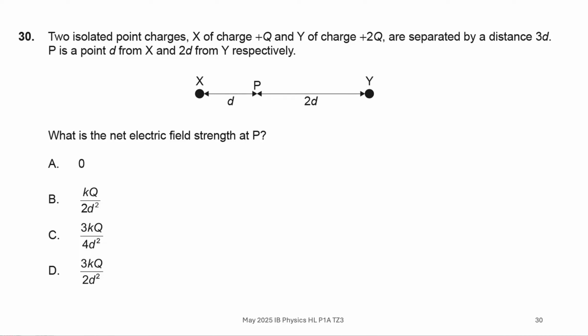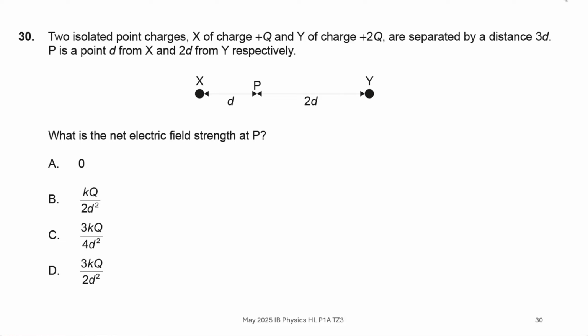Okay, here we go with an electric fields question. We're looking at the net electric field strength at P, when we've got two positive charges, X and Y, and we're going to use vector analysis to do that. As ever, hit pause, try the question, and then press play.